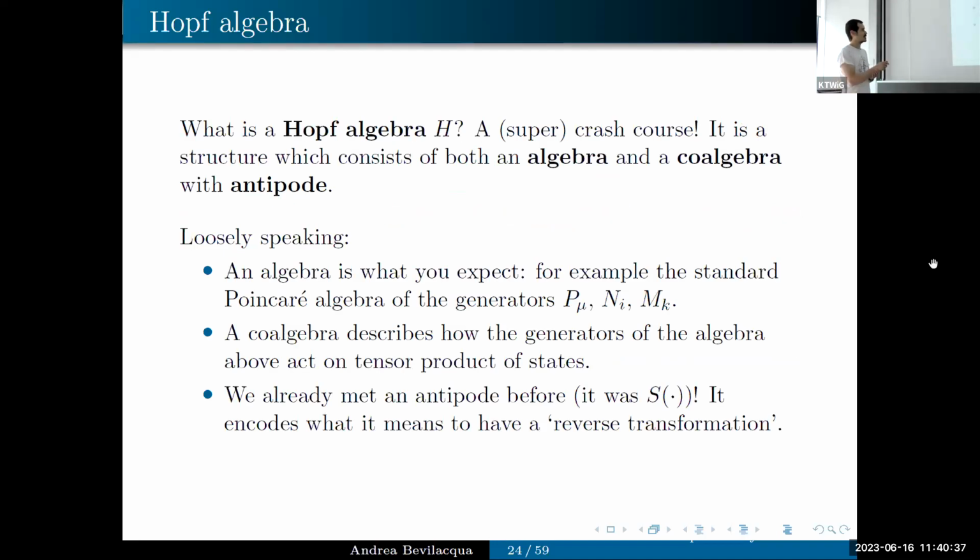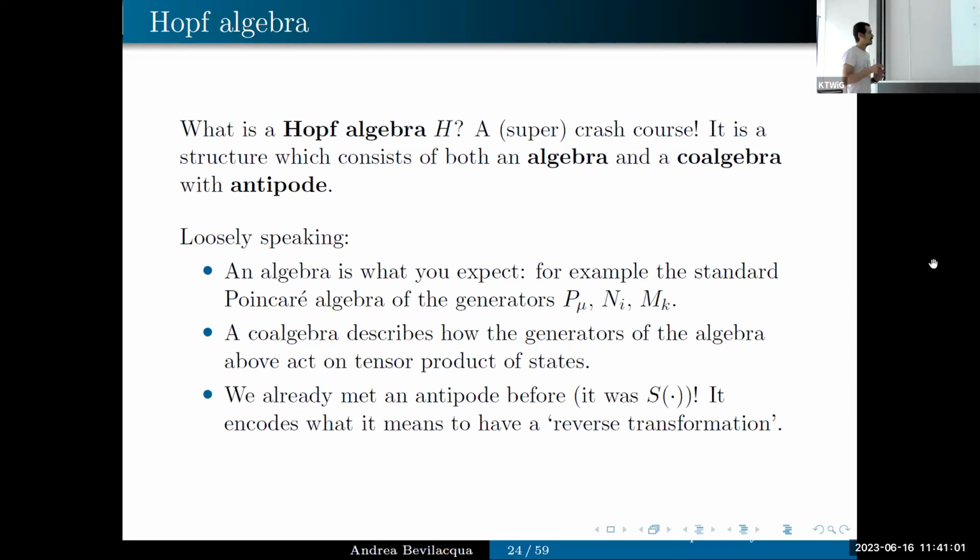Now, what is a Hopf algebra? Here, I change a bit from the abstract that was sent to everybody. I will not talk explicitly and technically about what a Hopf algebra is, but I will give a super crash course. I will just give an idea of what it is and what it means for us. A Hopf algebra is basically a structure which consists of an algebra, a coalgebra, and an antipode.